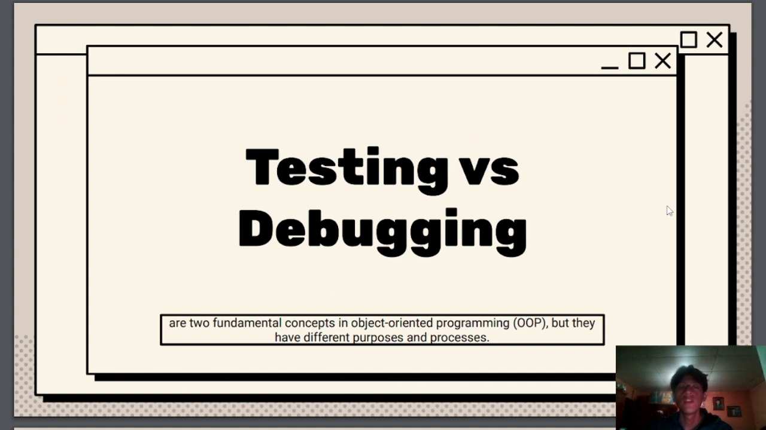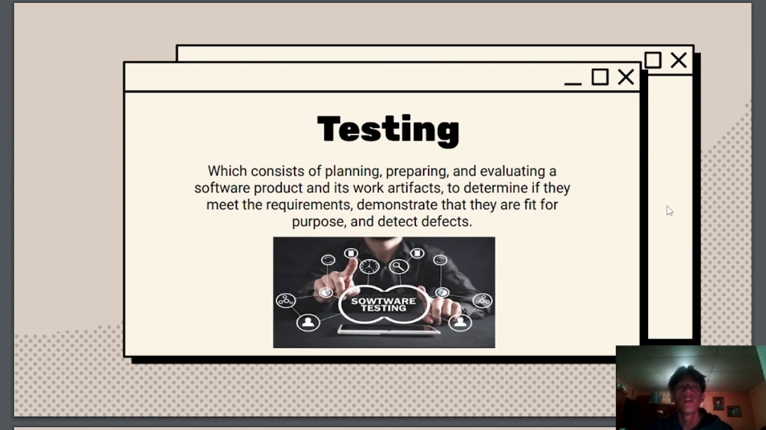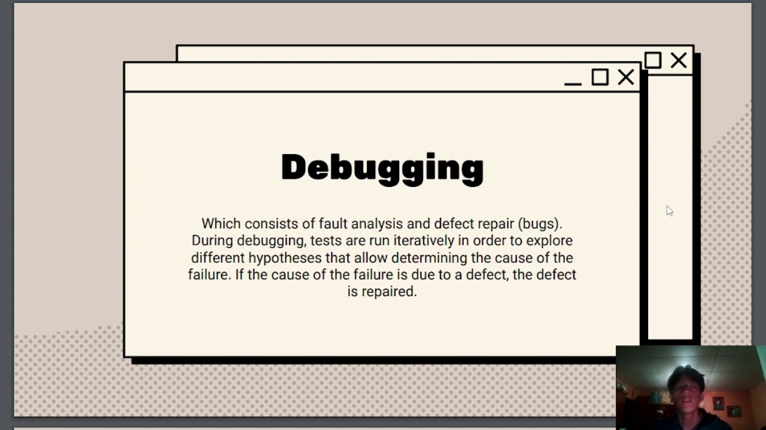Testing versus debugging are two fundamental concepts in software development, but they have different purposes and processes. Testing consists of planning, preparing, and evaluating a software product and its work artifacts to determine if they meet the requirements, demonstrate that they are fit for purpose, and detect defects. Debugging consists of fault analysis and defect repair.